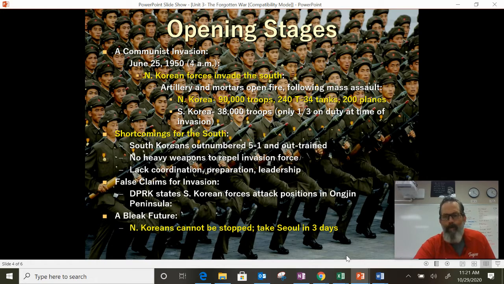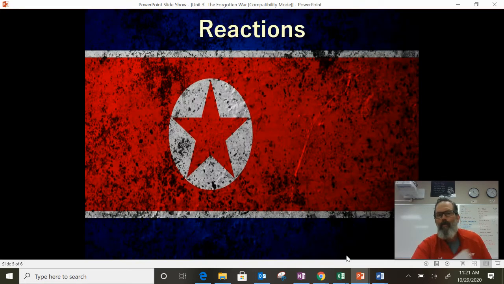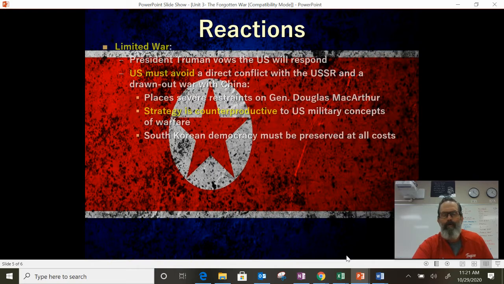And although the war is not over, as Kim Il-sung pronounced, he did take Seoul inside of only 3 days. President Truman's response in the United States is we need to respond, but we have to avoid conflict and drawing the Soviets or drawing China into the war. So he starts this strategy, if you can call it that, of limited warfare.